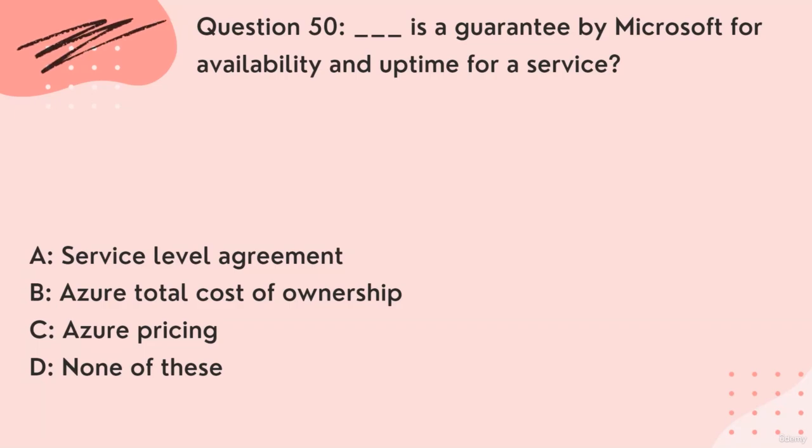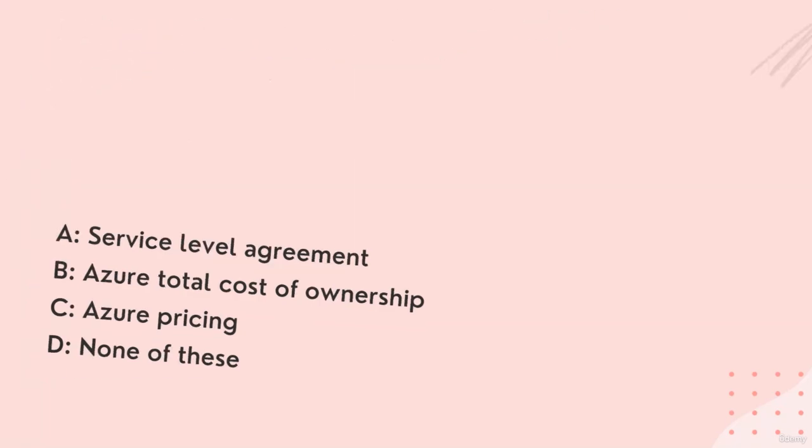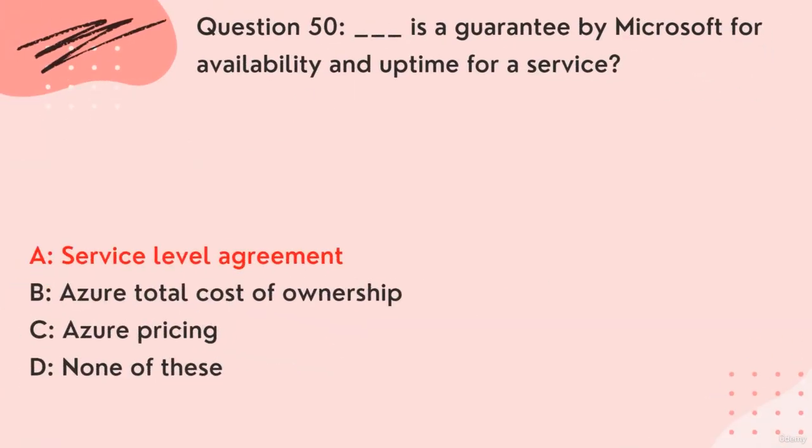Dash is a guarantee by Microsoft for availability and uptime of services. The answer is service level agreement, Azure total cost of ownership, or Azure pricing. So the guarantee given by Microsoft is called service level agreement. If Microsoft is unable to provide you the availability of uptime present in the SLA, then you can get a compensation from Microsoft for the same.